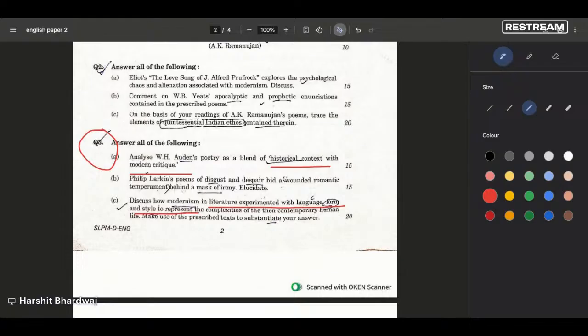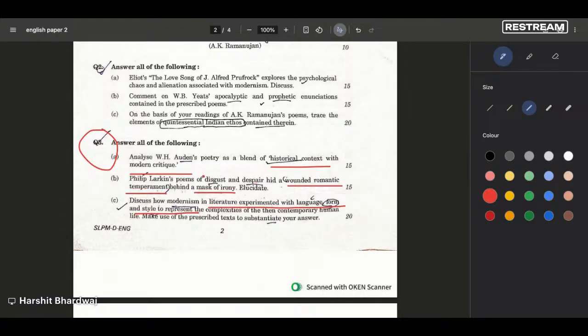Philip Larkin: disgust and despair hid a wounded romantic temperament behind a mask of irony. Now this is tricky because it's throwing a lot of ideas. Disgust and despair, one. Wounded romantic temperament, two. Mask of irony, three. So mask of irony is his technique, his method, his craft. Wounded romantic temperament is the psyche of the poet. They're saying this is what he was.